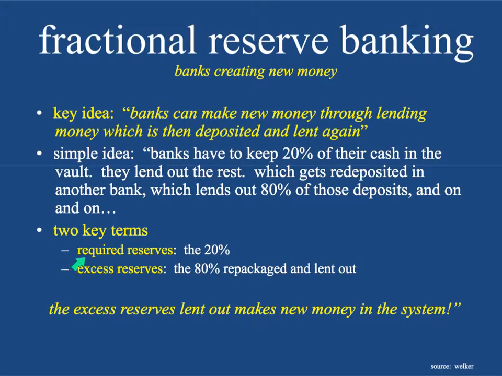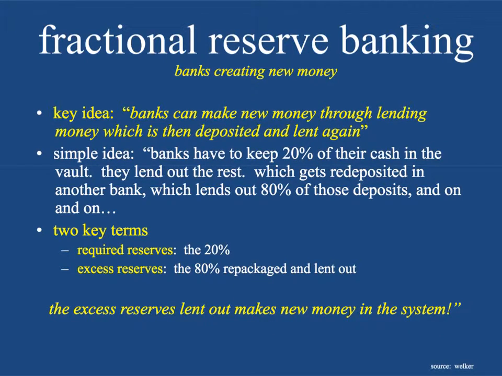So the two key terms we need to know here are required reserves and excess reserves, okay? Required reserves are commercial banks' requirement to keep a certain percentage, determined by the central bank, of their deposits on reserve at all times. Excess reserves are actual reserves, so the $100 minus the required reserves, in this case $20, those are called excess reserves, and this is the proportion of the total reserves that a bank is allowed to lend out. So it's money creation because banks can lend out their excess reserves and therefore can actually create new money or new injections of money into the economy. So excess reserves lent out makes new money in the system.